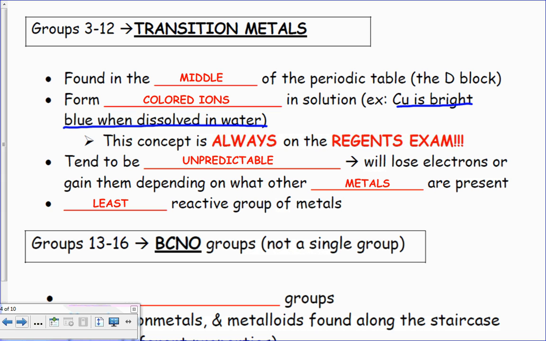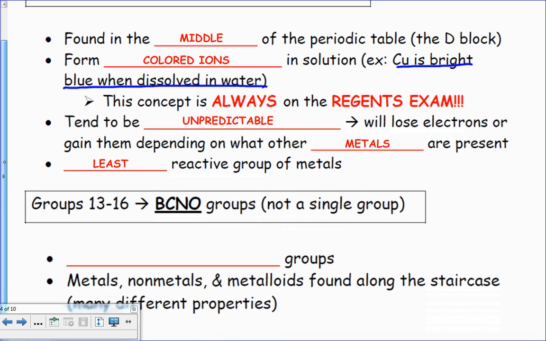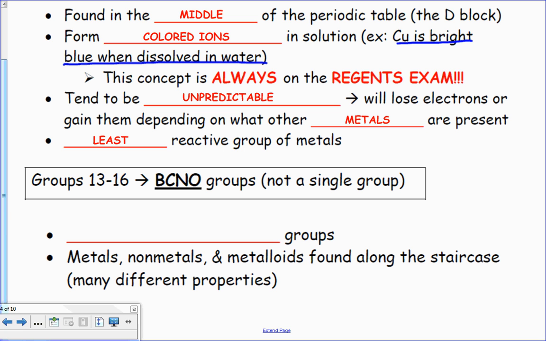This is the least reactive group of metals. It actually contains the least reactive elements of all: silver, gold, platinum, all the very heavy, precious metals, which you can find in pure form out in nature. You can go find a gold nugget, a platinum nugget, a silver nugget. Because they don't react, you can find them lying around on the ground.